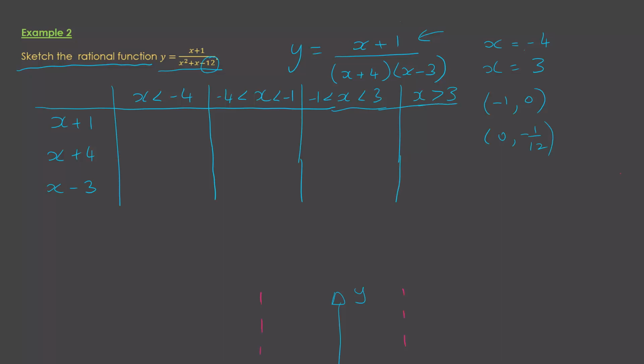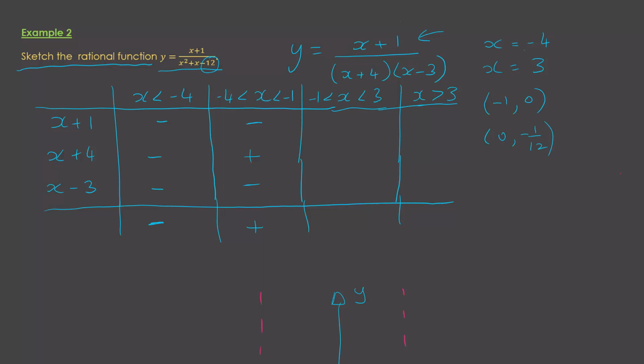If we think about x being less than negative 4, take a value like negative 5, all three of these are negative. A negative times a negative times a negative, or if you like, a negative divided by a negative times a negative, is going to give us overall negative. If there's an odd number of negatives, the function's going to be negative. If we go past negative 4, this one will still be negative, this one will become positive, and this one will be negative, which means the function overall is positive.